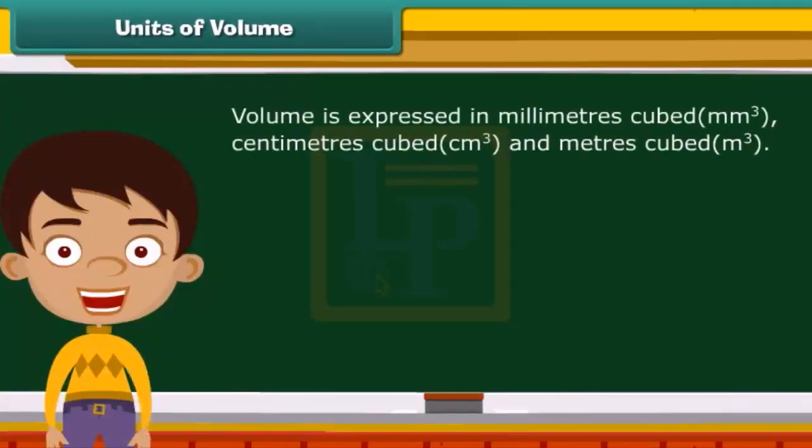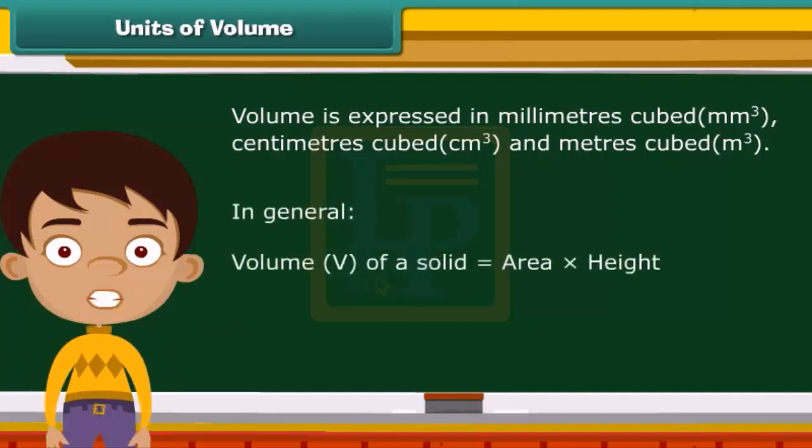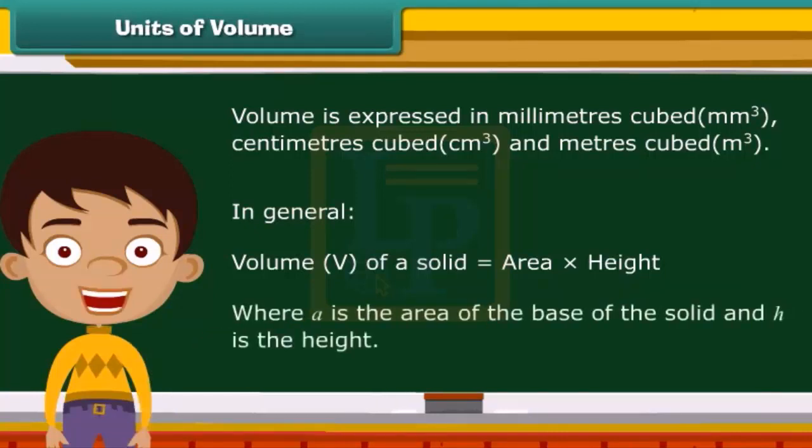A bathtub has more volume than a cup of coffee. Basically, volume is expressed in millimeters cubed, centimeters cubed, and meters cubed. In general, the volume V of a solid is given by the area of the base times height, V = A × h, where A is the area of the base of the solid and h is the height. Let's learn about the volumes of different objects.